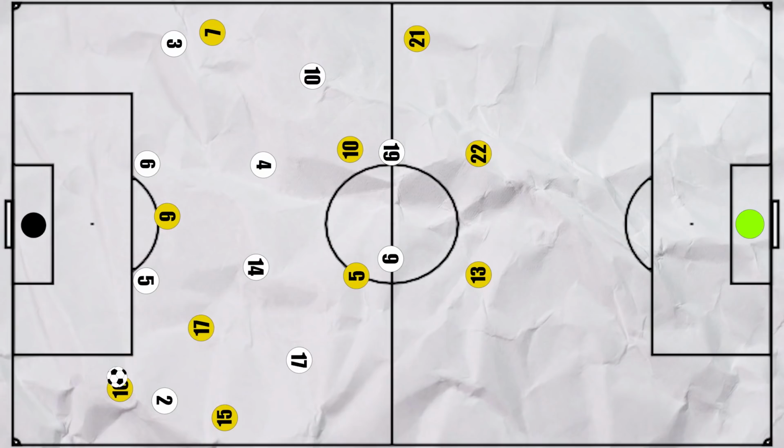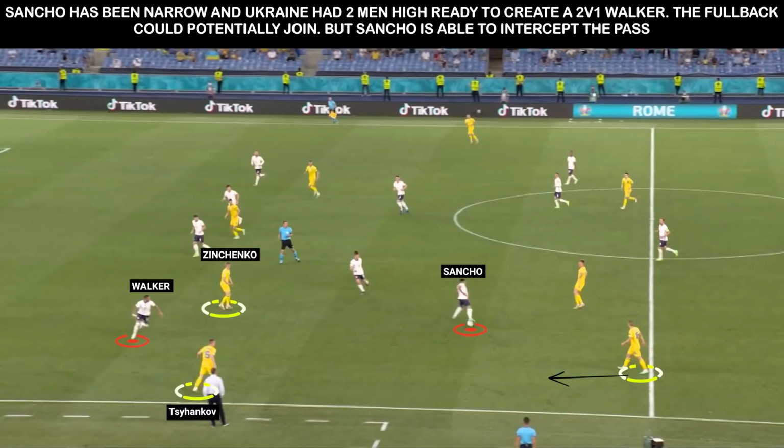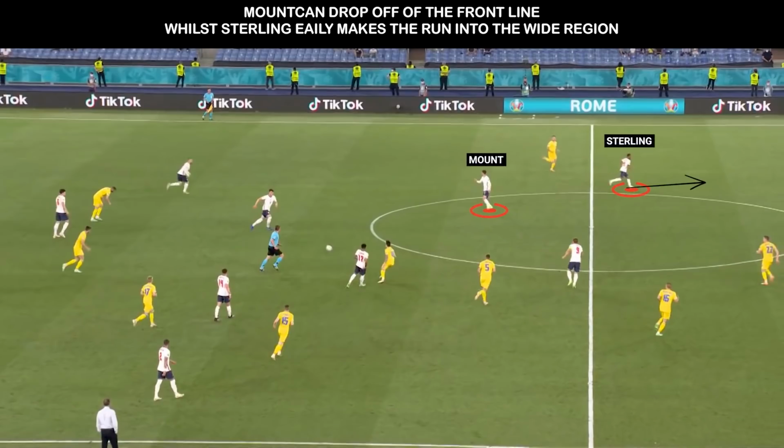But ironically, this is where England's third goal comes from. Sancho is too narrow and Zinchenko is high, ready to create the 2 versus 1 against Walker, whilst the fullback is also free. But this time, Sancho manages to intercept, beginning the counter-attack, and Mount from his position as a second forward can receive centrally.